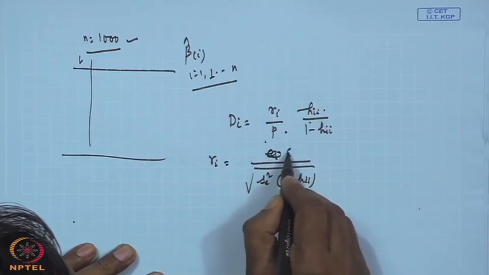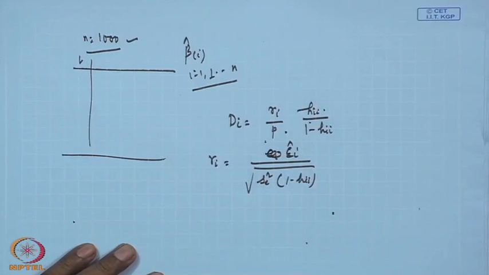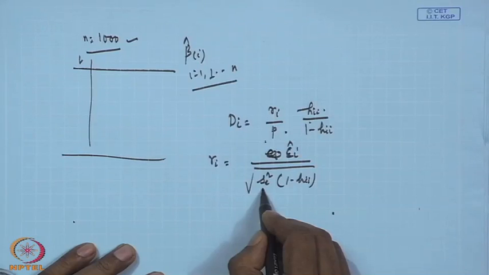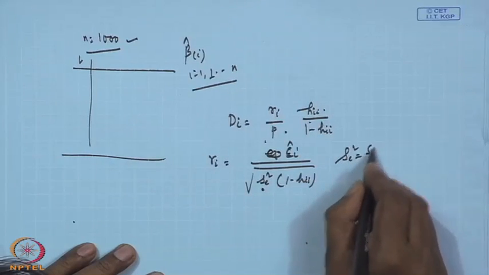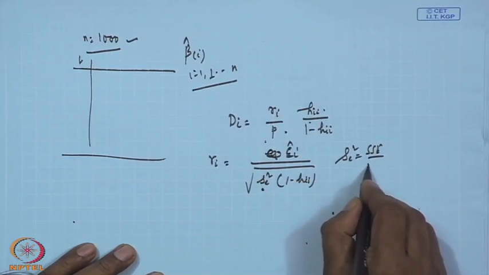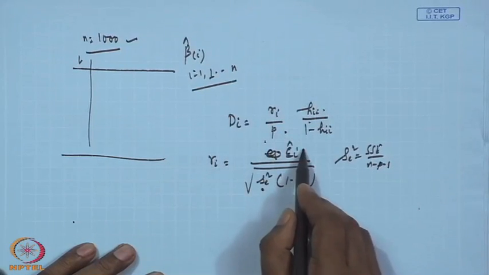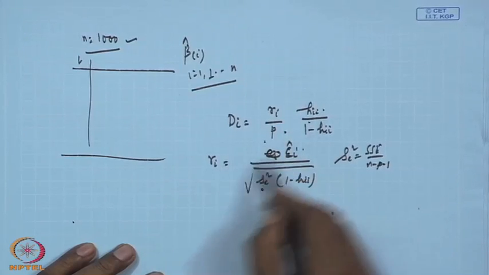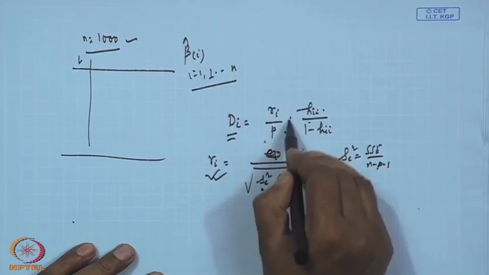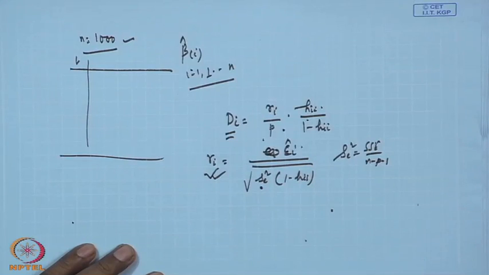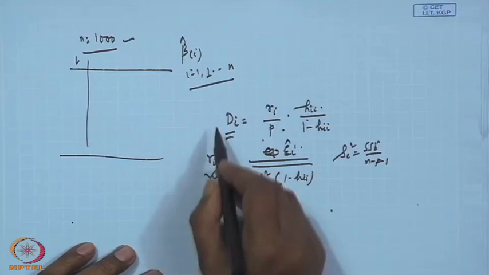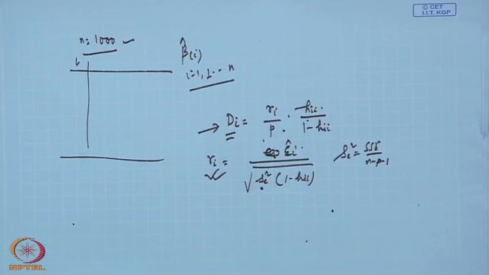So you can write like this, epsilon i cap. You know S square. S square is SSE by n minus p minus 1. So that means when you are fitting one regression equation, you are getting everything. Now put this Ri value here, and find out this value, and then you measure the distance, and using the F distribution you find out.